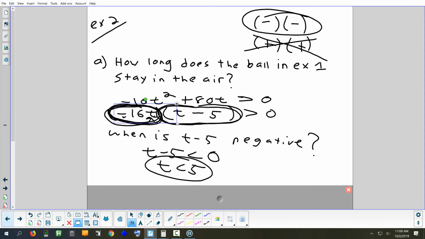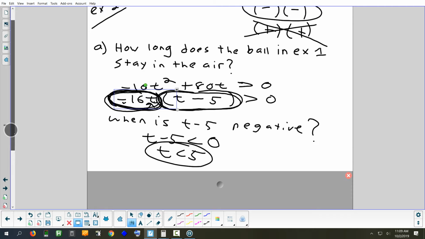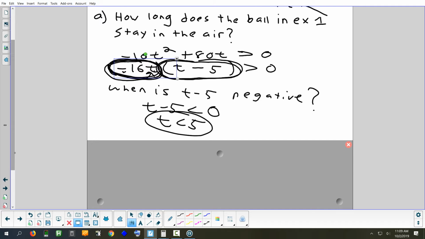So what does that mean? Well, it means it's in the air like 4.9 repeating seconds. 4.9999999. It approaches 5 seconds in the air. Okay. And the only reason we could solve that is because it factored. If it didn't factor, we would have to use a calculator to figure it out. So, any questions on how we figured out how long the ball is in the air for?